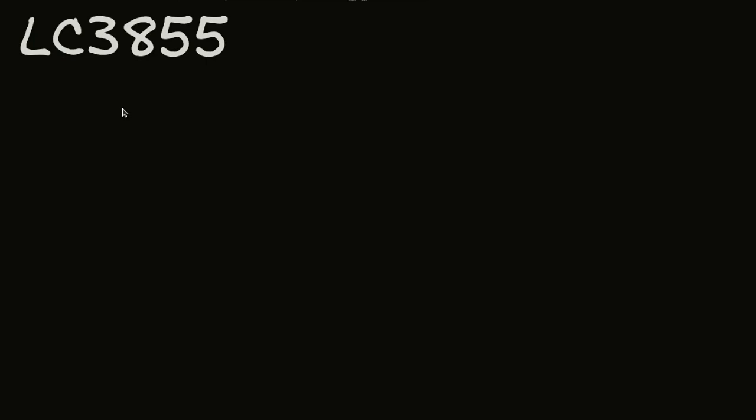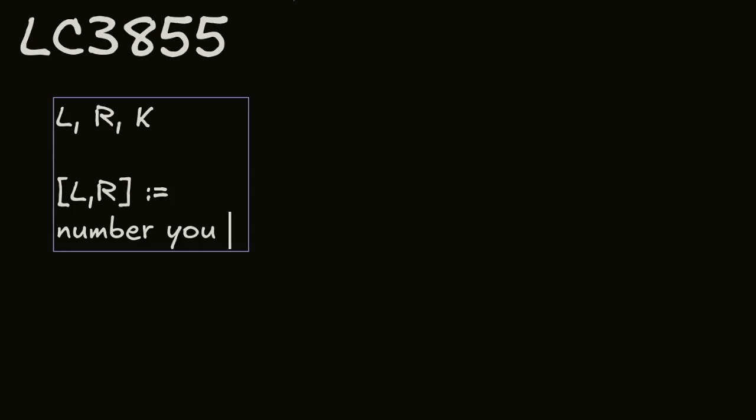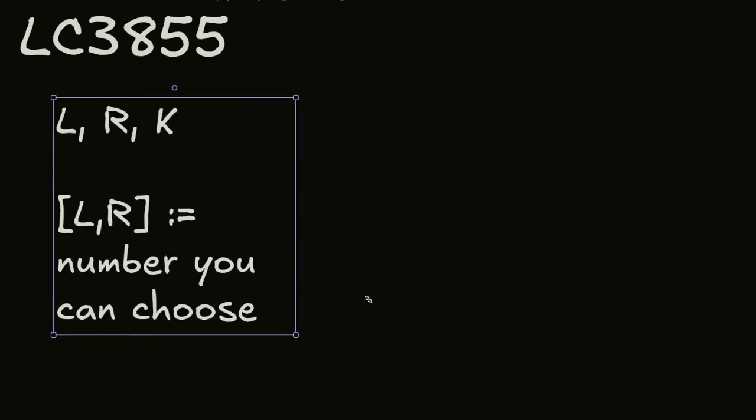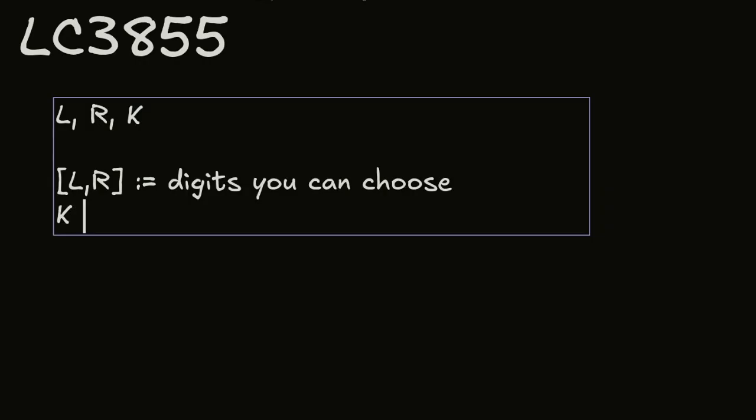Okay, so in this problem, you are given L and R and K. L and R just means the number you can choose. Let me see. It's actually more like the digit you can pick. And then K is the length of the number.